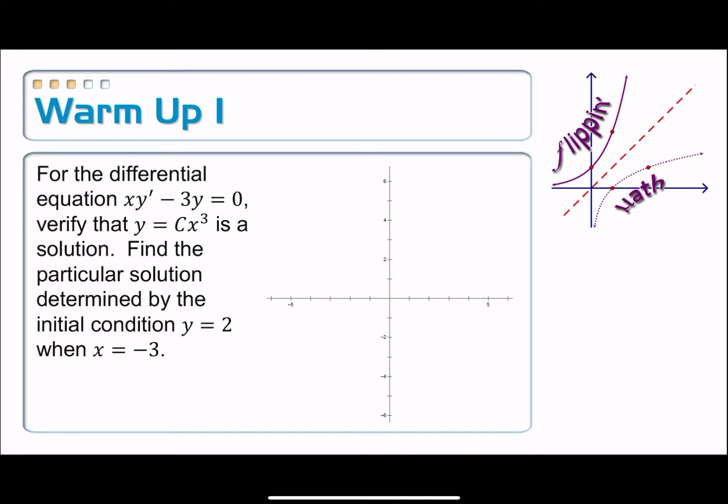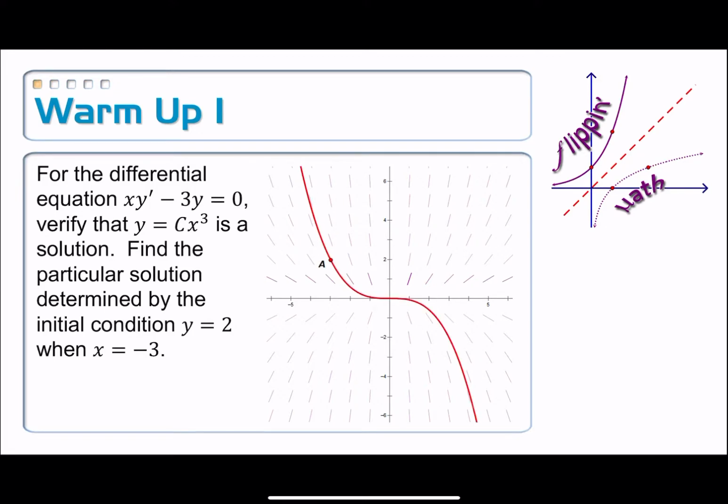Our first warm-up question. For the differential equation xy prime minus 3y is equal to 0, verify that y equals cx cubed is a solution. Then find the particular solution determined by the initial condition y equals 2 when x is equal to negative 3. All right, and I do have a slope field for that. This is what we talked about in the previous lesson. And we also did the first part of this, which is verifying that y equals cx cubed is actually a solution. And this is what that thing is going to look like when we're all done. It is definitely a cubic equation, as we can see.